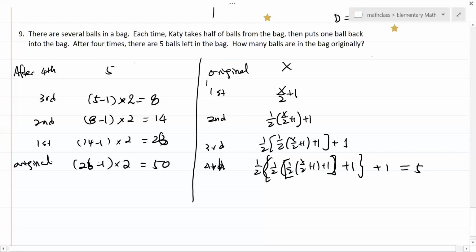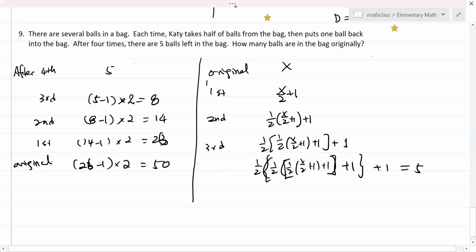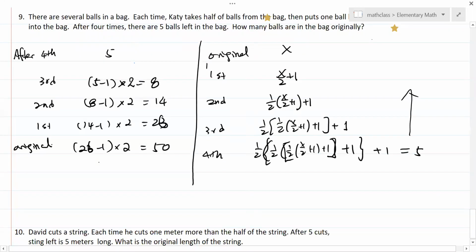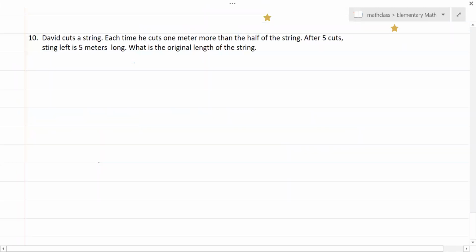But you can still do step by step. You can go back to solve the equation. -1 multiplied by 2, -1 multiplied by 2, -1 multiplied by 2. Then you can go back step by step. You can get x. Okay, you will get the same result. Okay. So the last problem. Let's try to finish the last problem.